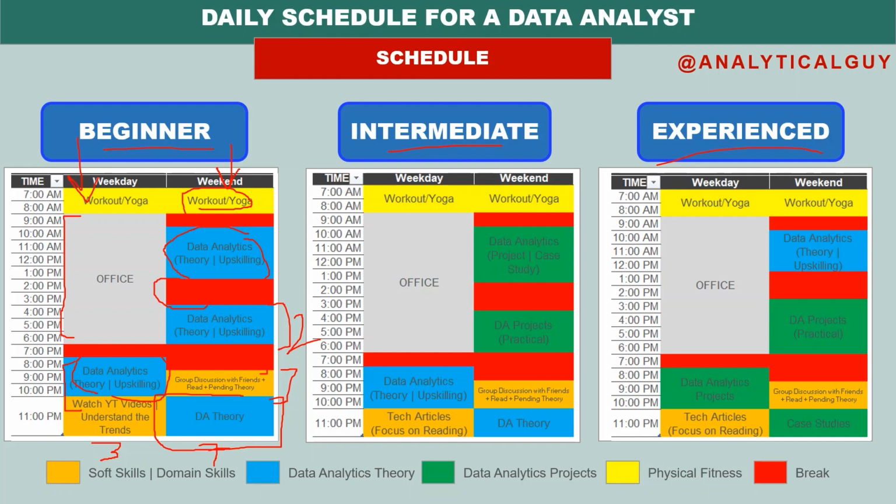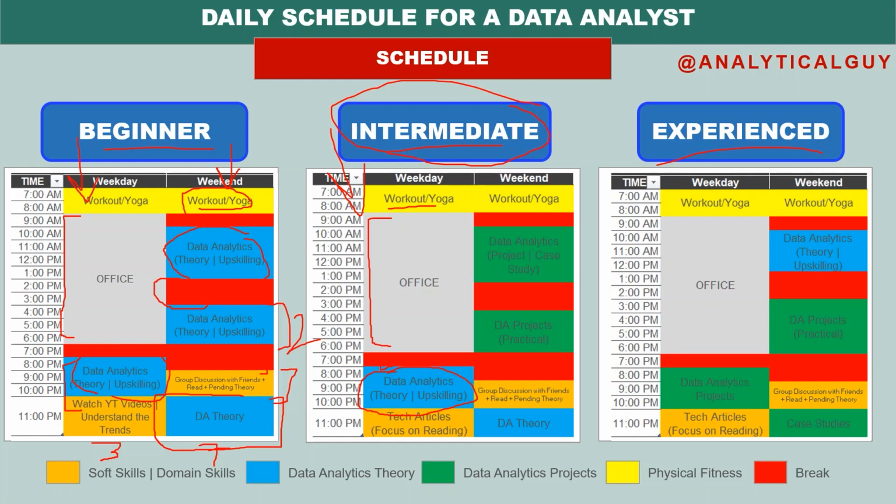Now if I talk about the intermediate skill set, so you know what data is, you know Excel, basics of maybe Power BI, and you know this kind of landscape, but you don't know the advanced skill set. If you are in this particular position, then my suggestion would be to start with this particular schedule. So again, the same workout or yoga or some physical activity to start with in the morning, and then you have an office from 9 to 6, and then there is a gap, right? Now here from 8 to 10 p.m., similar to the beginner level, work on your theory or upskilling yourself.